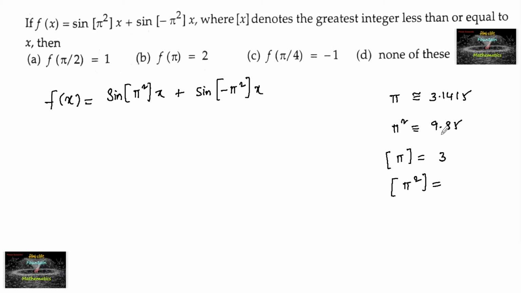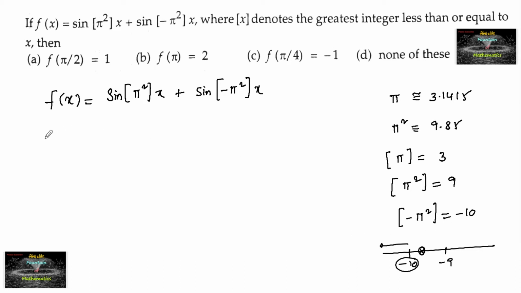And step of minus pi square we can consider to be the step of minus 9.85, meaning the greatest integer. Between minus 9 and minus 10, minus 9.85 will be somewhere around there. The greatest integer which is less than minus 9.85 will be minus 10, so we can write minus 10.